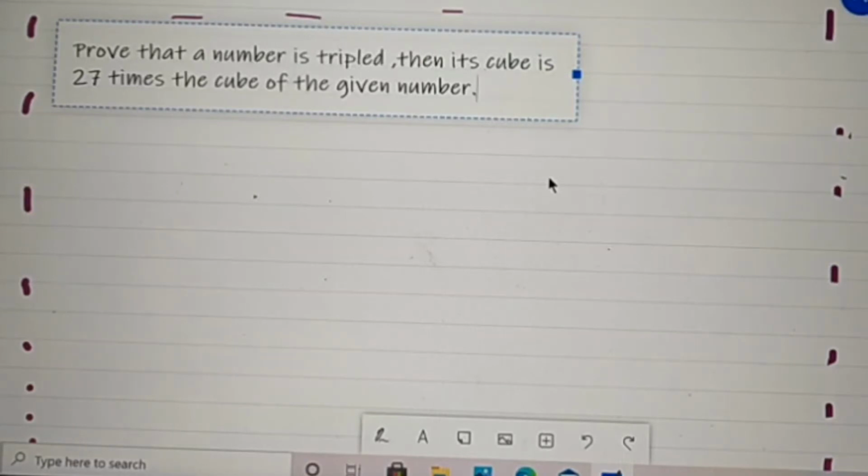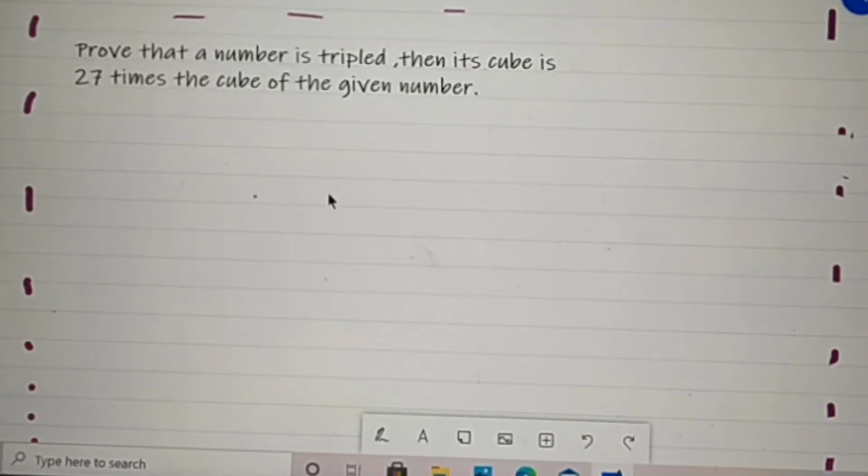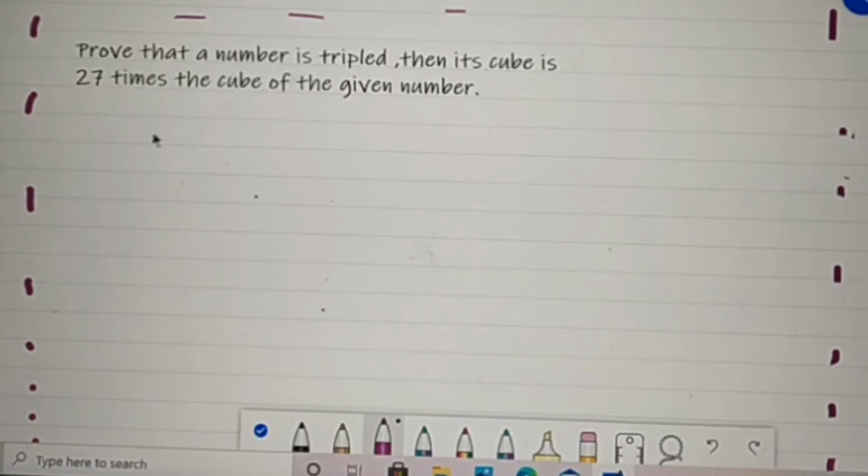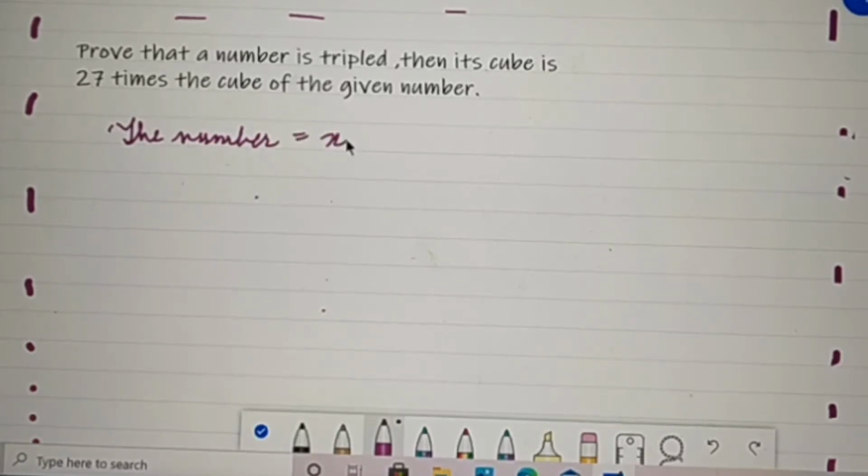Yes, students, here we have a question. Prove that if a number is tripled, then its cube is 27 times the cube of the given number. So, here we have a number that is tripled. First of all, we see, when a number is tripled, what happens to its cube? Okay. So, let the number be x.